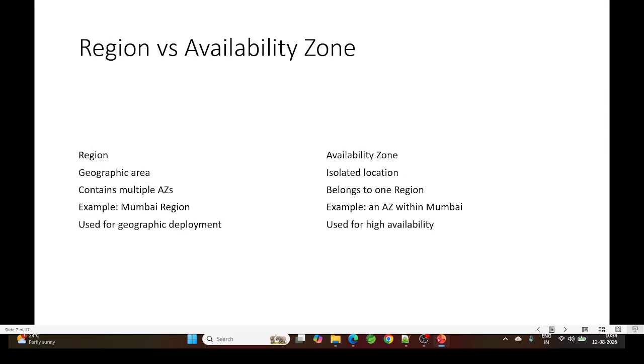So let us see the difference between the region and availability zones. The distinction is very important for interviews. A region is the larger geographical area. An availability zone is an isolated location inside the region. So you can remember it like this: regions contain availability zones.